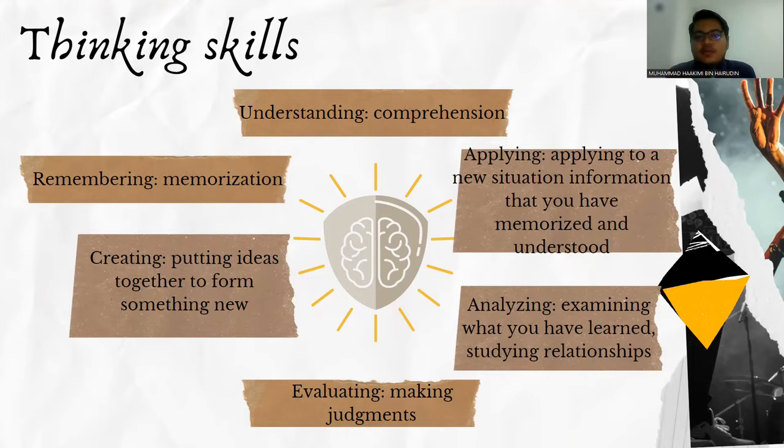The next part is thinking skills. There are six points of the thinking skills, and the first one is understanding the comprehensions.